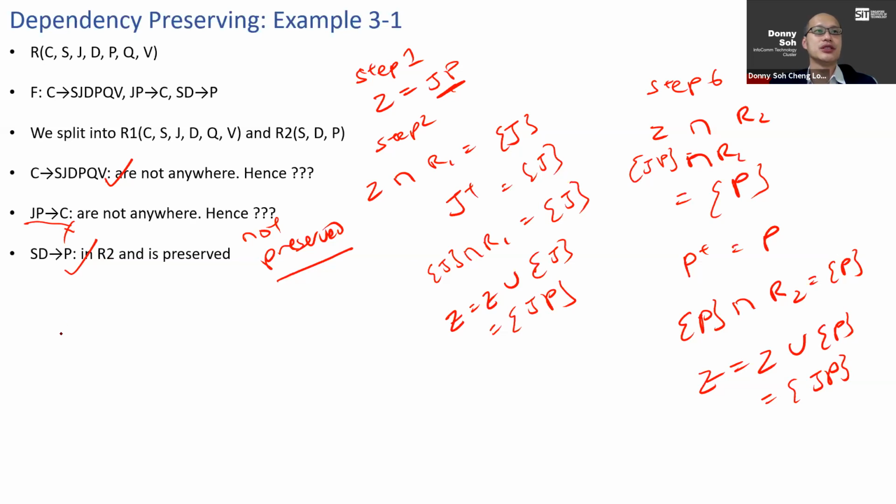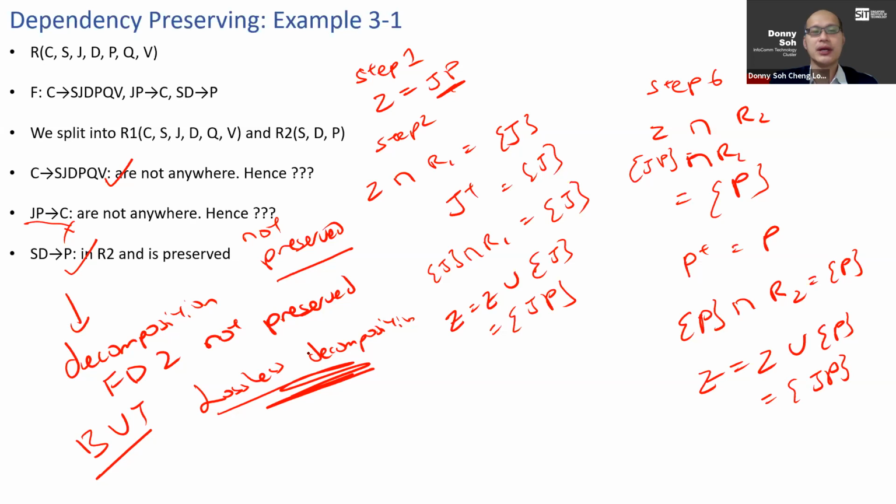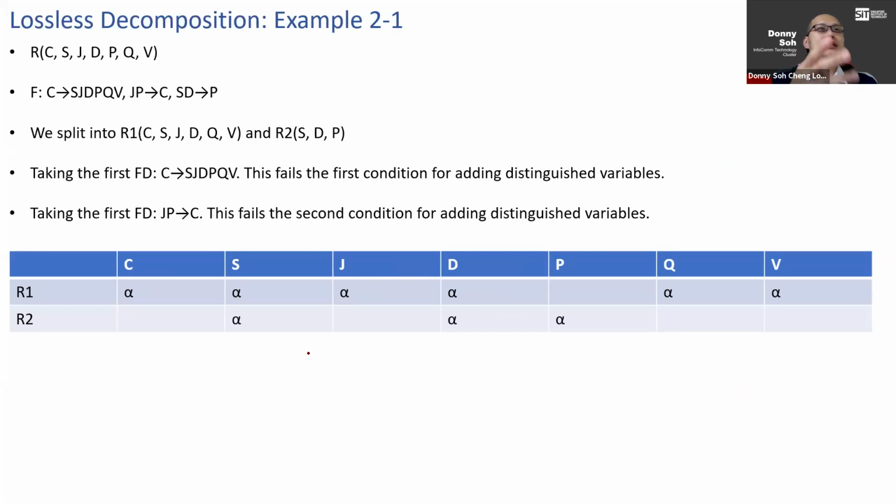So in this decomposition, I have FD2 not preserved, but this is a lossless decomposition. Okay, it's lossless. Why I can know that it's lossless decomposition is because this is the same example as what we did here. I think this is the same example as what we did here.